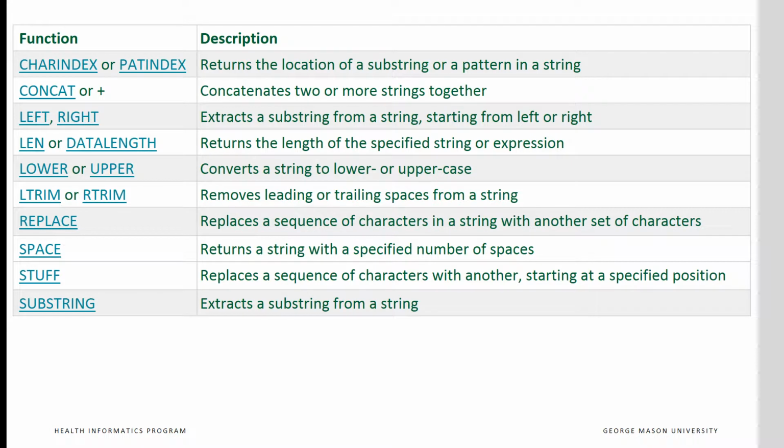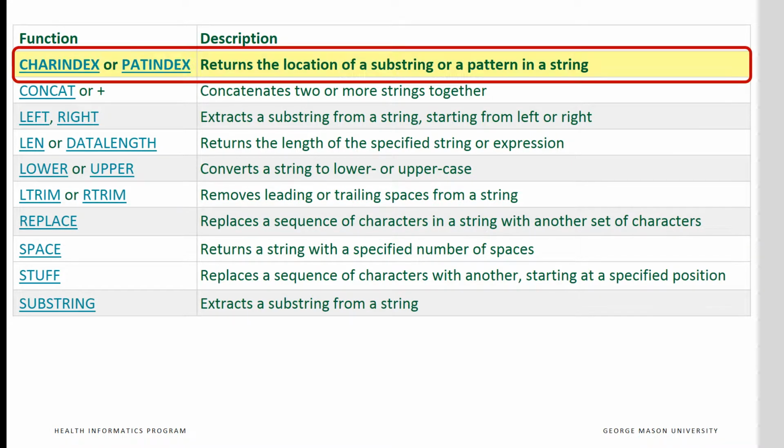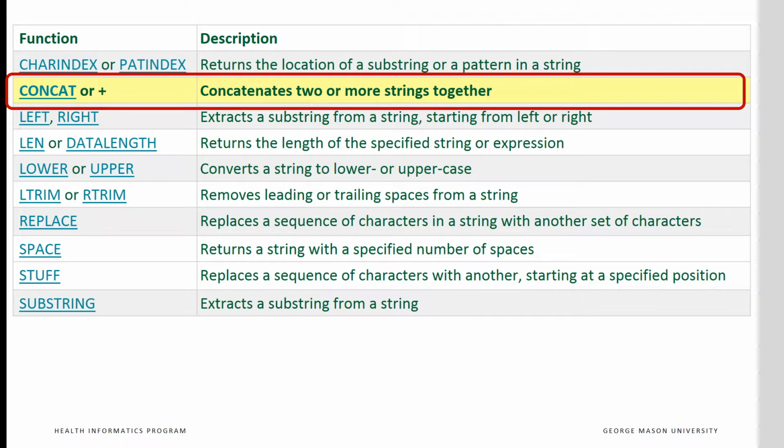There are many functions available. The CHARINDEX and PATINDEX functions return the location of a substring or a pattern in a string. Location information is used in other SQL commands to modify the string. The CONCAT function or the plus sign attach two or more strings together. CONCAT is one of the functions that we will describe at some length through this set of slides.